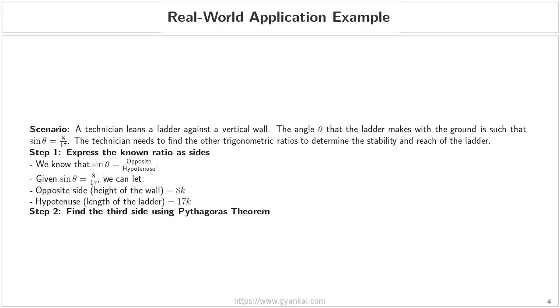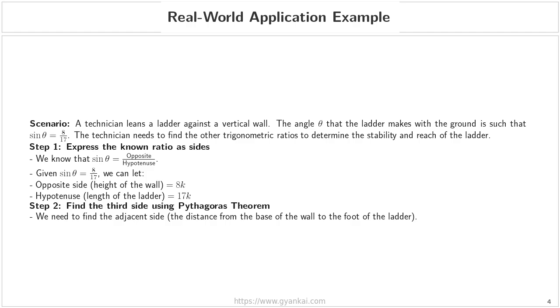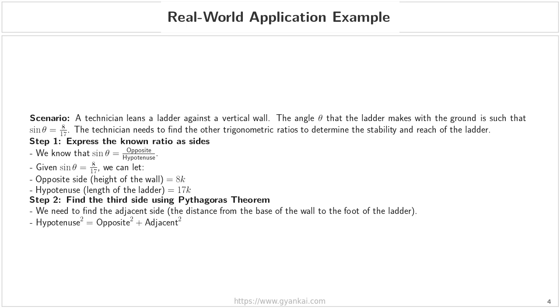Next, moving to step 2, we need to find the third side using the Pythagoras Theorem. Our goal here is to find the adjacent side, which is the distance from the base of the wall to the foot of the ladder. We use the formula, hypotenuse squared equals opposite squared plus adjacent squared.